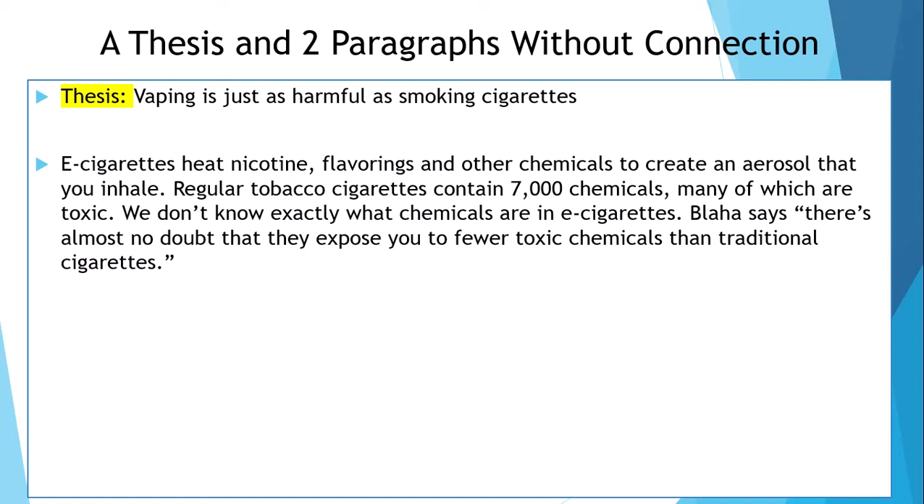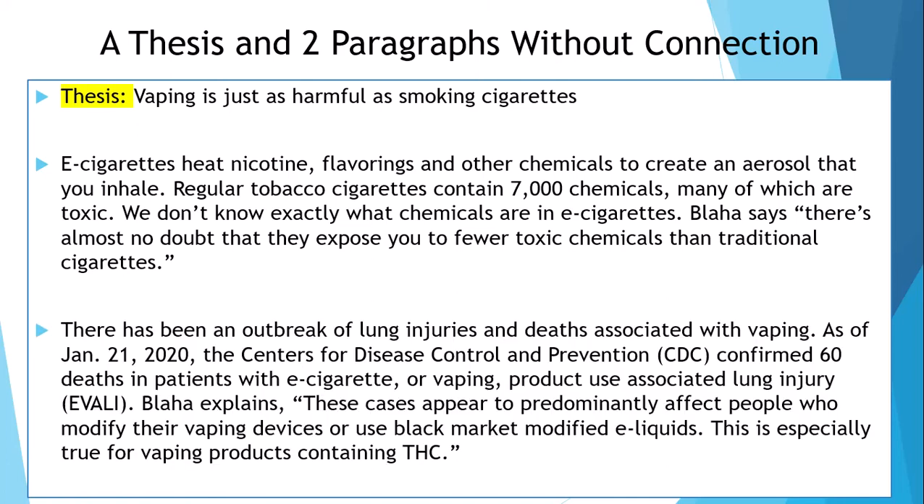E-cigarettes heat nicotine, flavoring, and other chemicals to create an aerosol that you inhale. Regular tobacco cigarettes contain 7,000 chemicals, many of which are toxic. We don't know exactly what chemicals are in e-cigarettes. Blaha says, quote, "There's almost no doubt that they expose you to fewer toxic chemicals than traditional cigarettes."